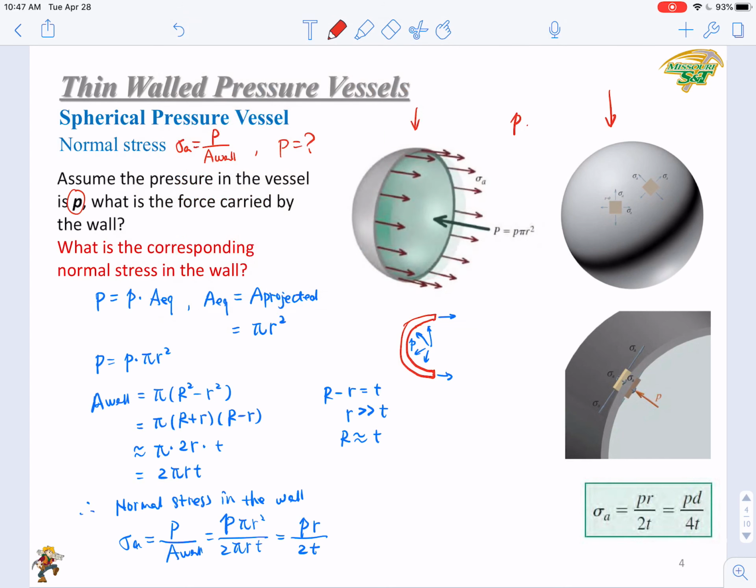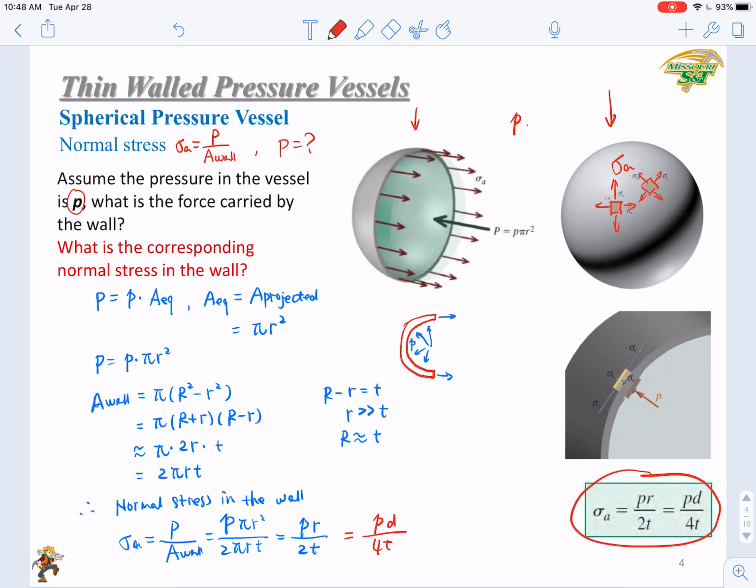Or if you want to use the diameter, that would be PD over 4t. So those are the equations we derived, which you can use to calculate the normal stress in the wall. Also keep in mind that along all different directions, this normal stress is the same, as shown here, or along other directions, those are all sigma A. It's a uniform normal stress.